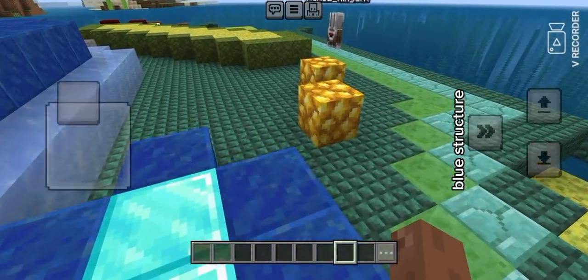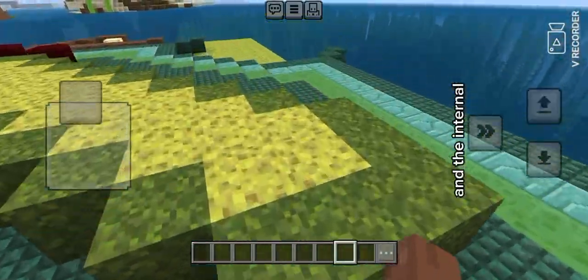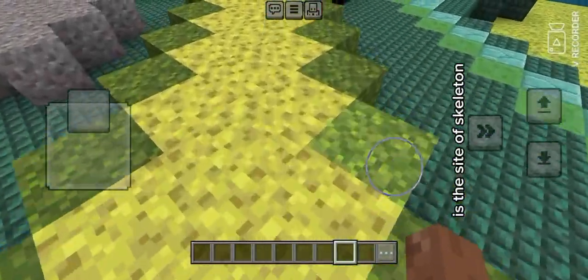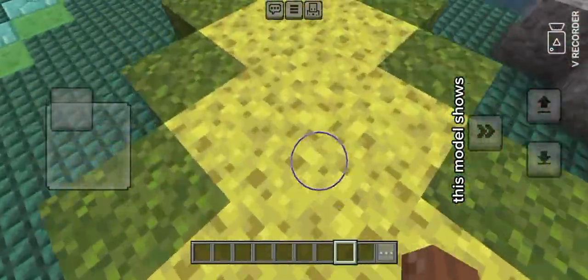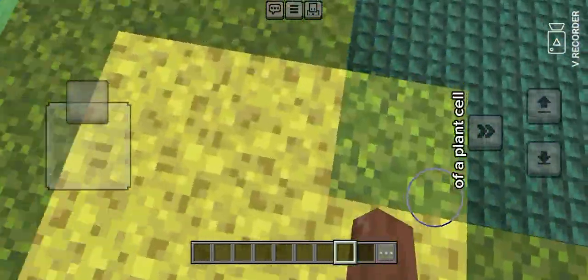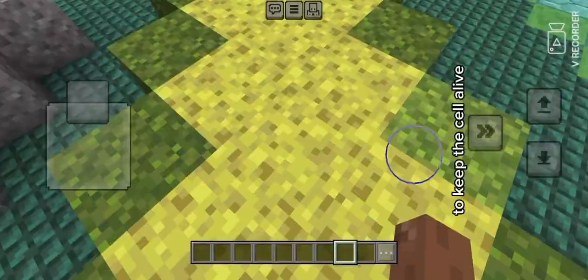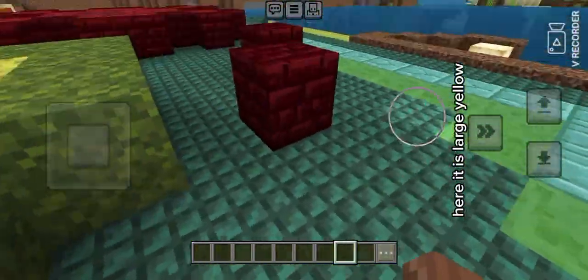Finally, the small blue structure represents a vesicle, and the internal support structure is the cytoskeleton, which helps the cell keep its shape. This model shows the main parts of a plant cell and how they work together to keep the cell alive. Here it is.